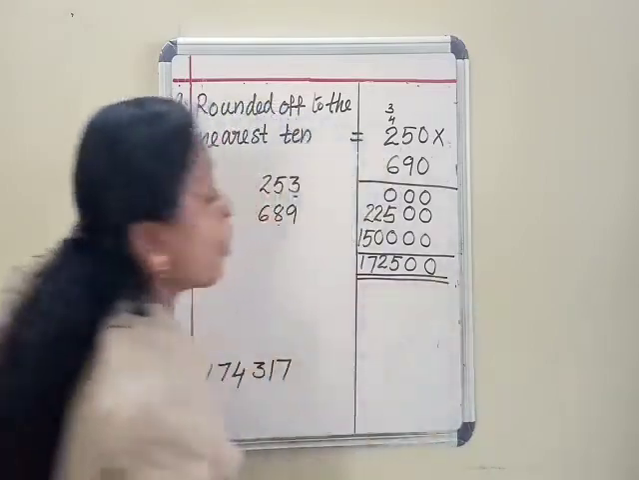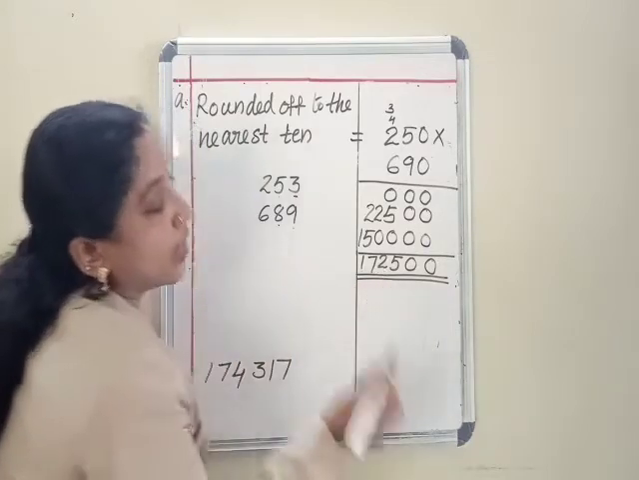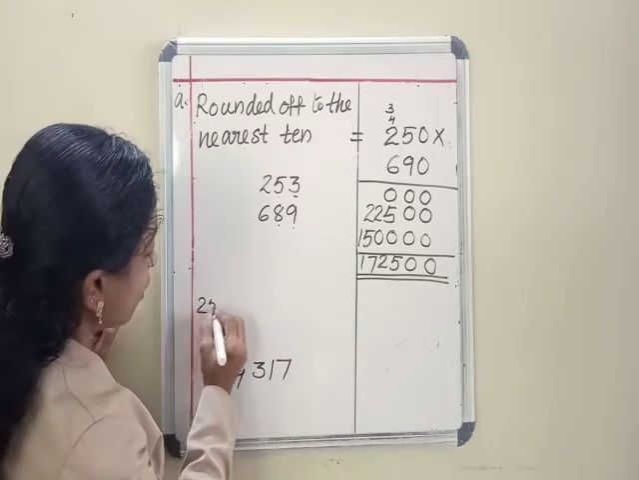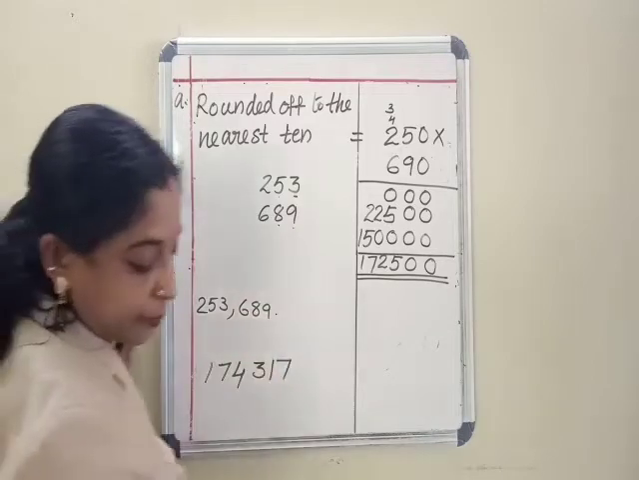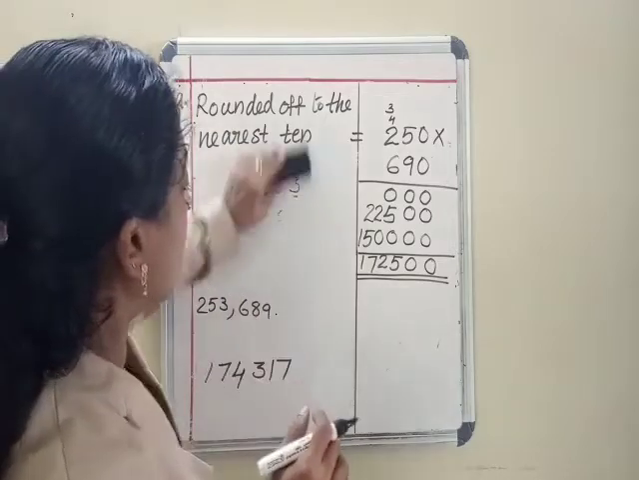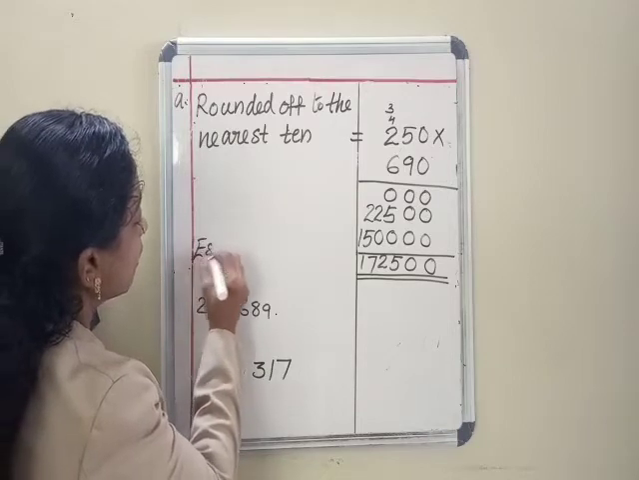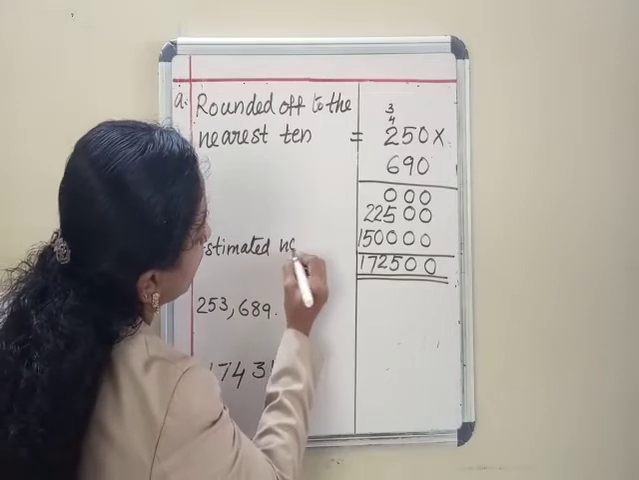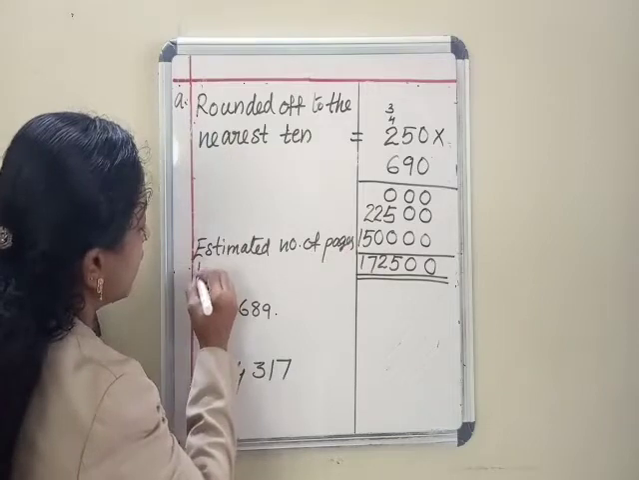What is the total number of pages? 1,72,500. You don't want to write this number, but I erased the question now. That's why I am writing the number here. Now this is the estimated number of pages nearest to 10.